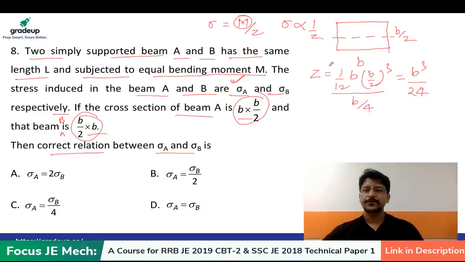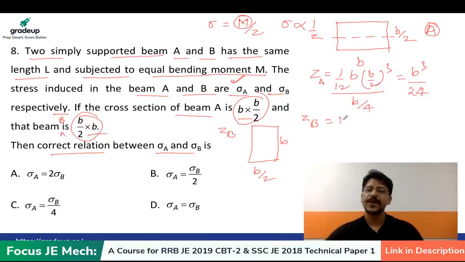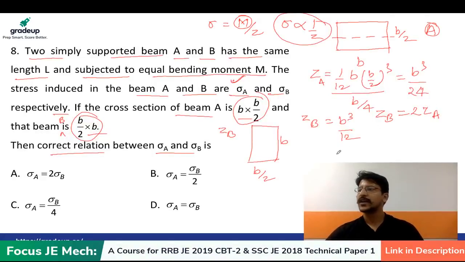This was ZA. For ZB, the beam looks somewhat like this, with b by 2 as the width and b as the depth. If you find ZB, you will get b cube by 12. So clearly ZB is equal to twice ZA, and since the stresses are inversely proportional, sigma A will be equal to twice sigma B. That is, option A is correct.